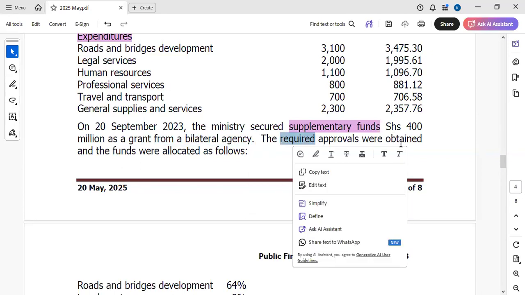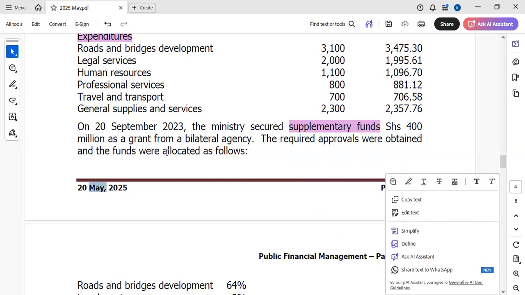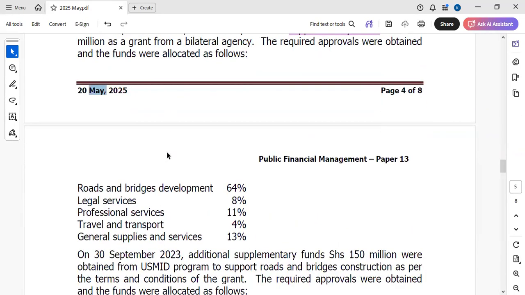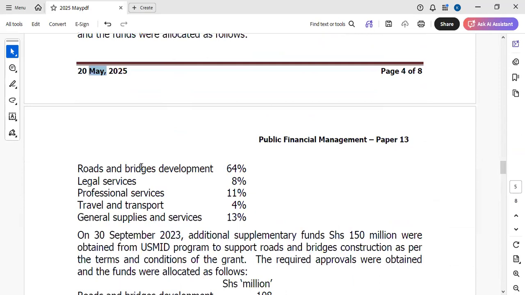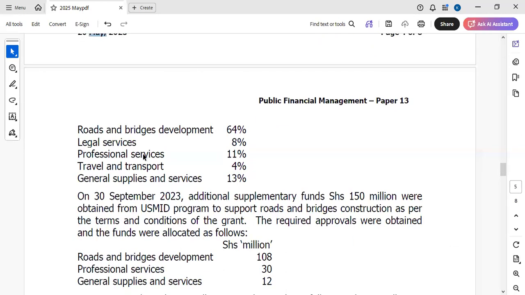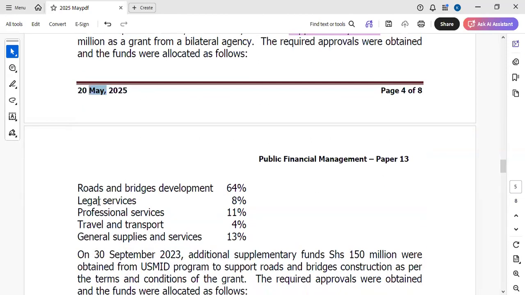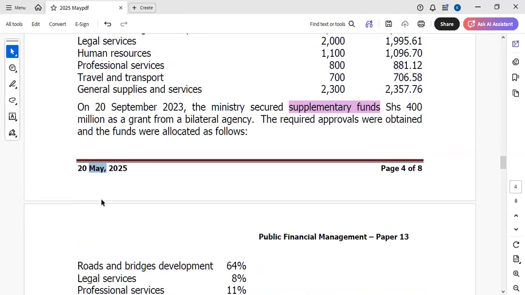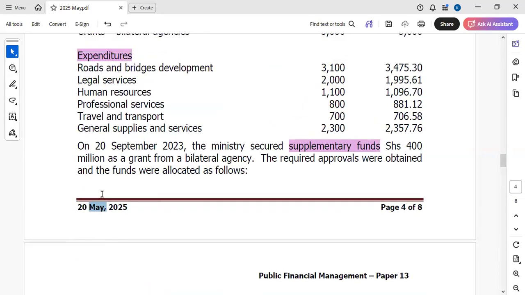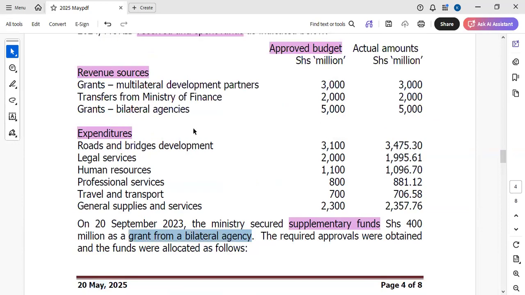The required approvals were obtained and funds were allocated as follows. Now you received other funds, and you're reallocating. It means that you must do the adjustment. Are we together? You must do the adjustment.